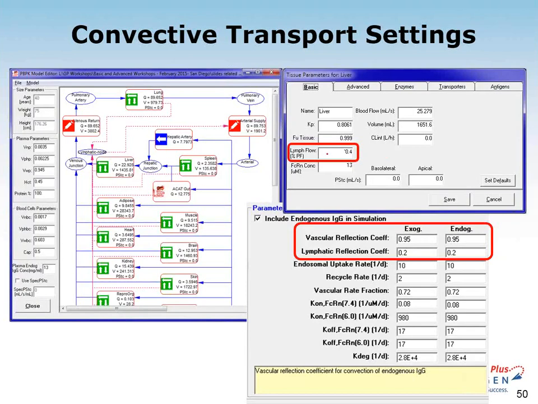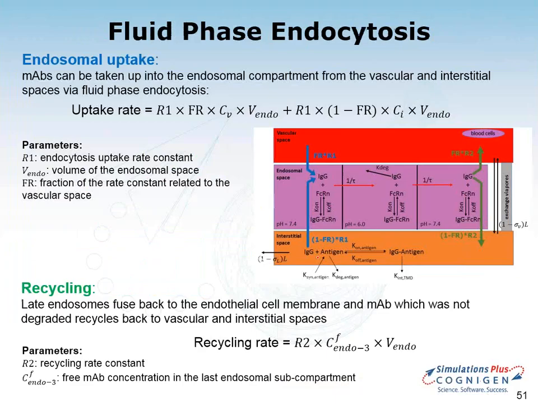The built-in parameters, of course, include the physiological parameters for the lymph flow for each of the tissues, as well as default parameters for these reflection coefficients, which would be more or less constant across a variety of IgGs. We do have built-in parameters specific for human and for mouse right now, based on the validation of several antibodies distributing in human and in mouse.